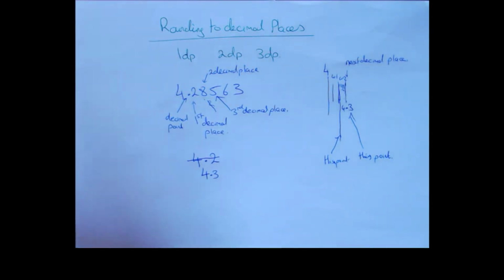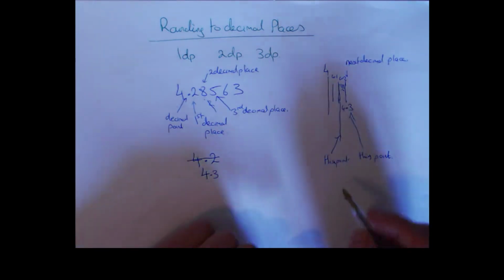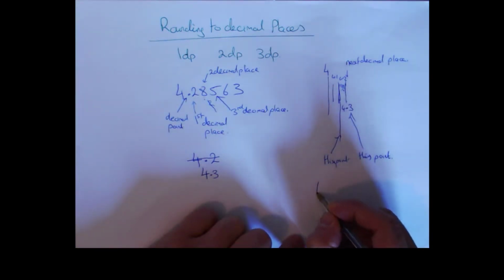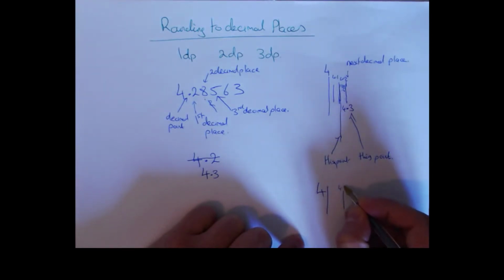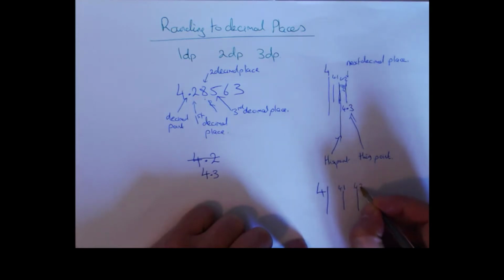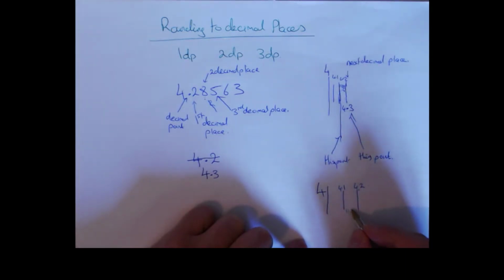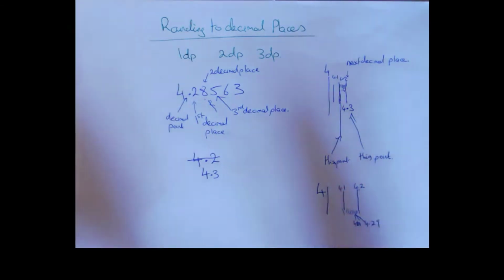Now, let's have a look at 2 decimal places. And exactly the same thing applies. We've got 4, some big number here. This is 4.1. This is when we've zoomed in on our picture. This is 4.2. And this will be 4.28, and this will be 4.29.